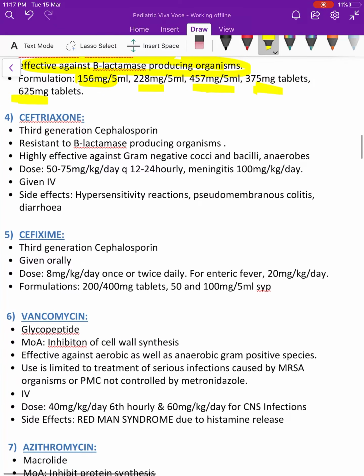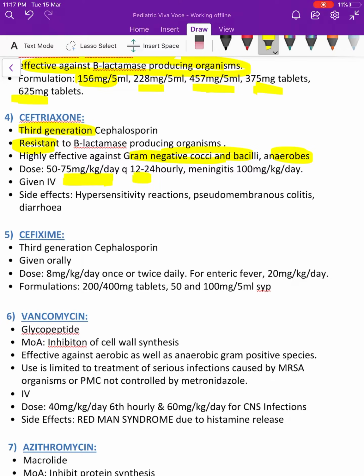Next is ceftriaxone, a third generation cephalosporin. Okay, it's a third generation cephalosporin, and it is resistant to beta lactamase producing organisms. It is highly effective against gram negative cocci and bacilli and a few anaerobes as well. What is the dosage of ceftriaxone? It is 50 to 75 mg per kg per day, which is usually given as a BD dose.